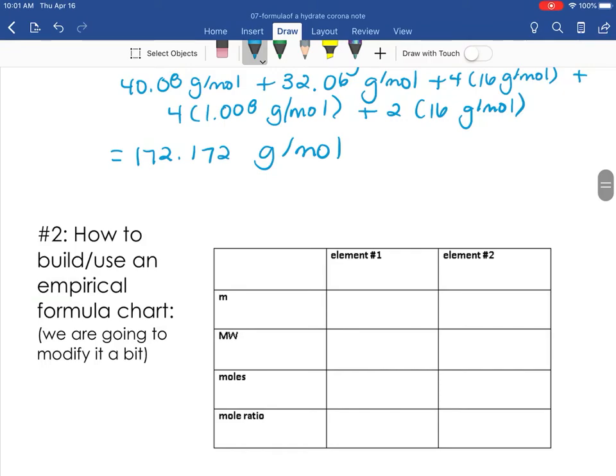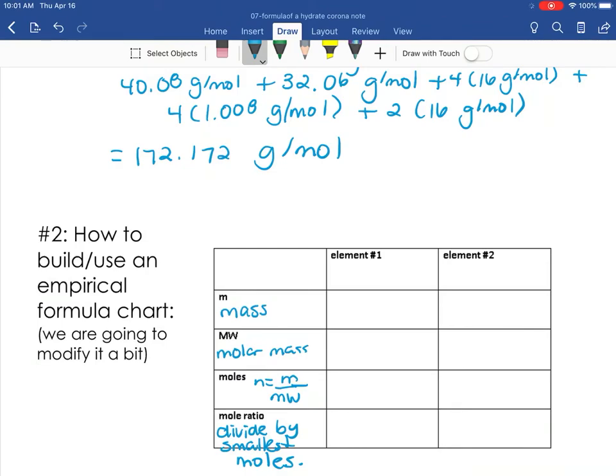Okay, so the other piece of information we need is we're going to use an empirical formula chart, but we're going to modify it a bit. When you did an empirical formula chart, there was always a column for however many elements there are, and then the first row was M, or mass. The second row was molecular weight, or molar mass. And then moles, you do M over MW. And then the mole ratio, you divide by the smallest moles.